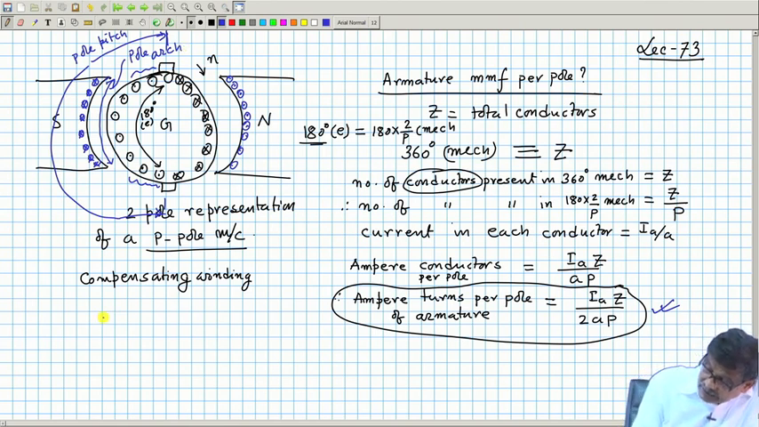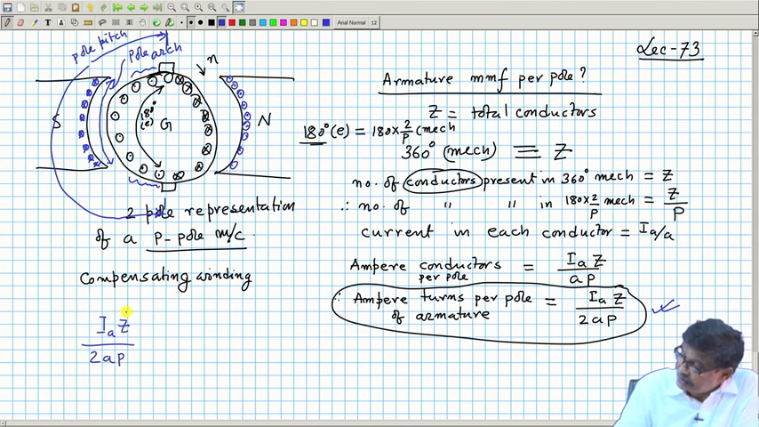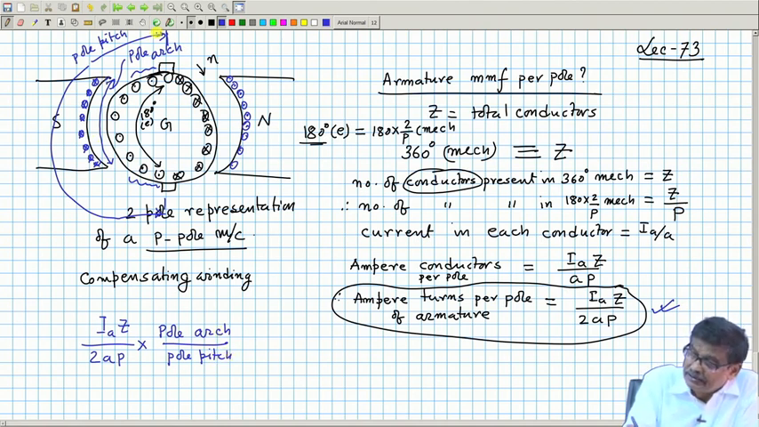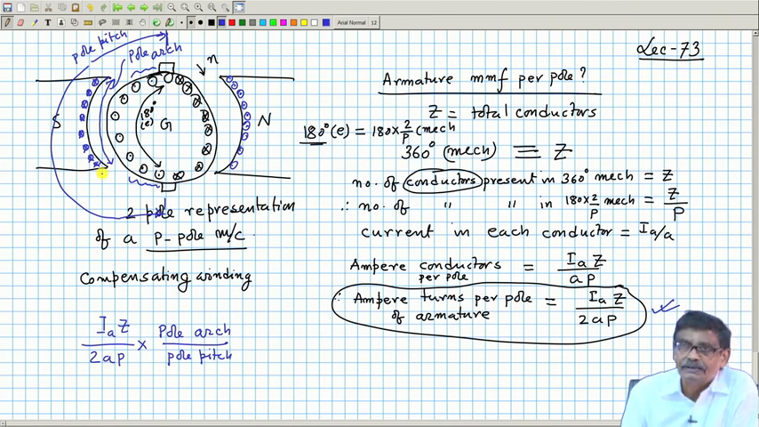Therefore, this I_A Z by 2AP is the armature turns per pole. This is multiplied by the ratio of pole arc to pole pitch. You can calculate it either in angle or in distance, it does not matter, the ratio is a dimensionless quantity. So, this one only can be compensated by this, got the idea?